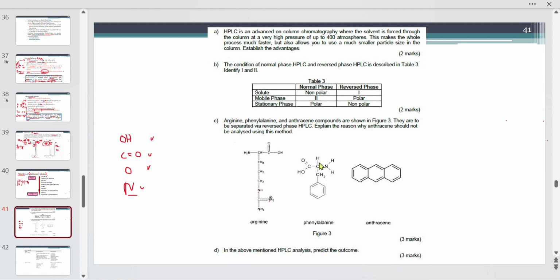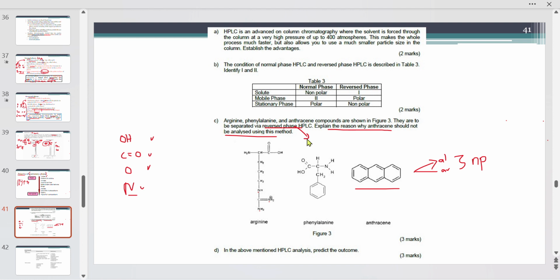I think this is 2022. Which question number? I don't remember, number 4 or number 5? Okay, so it asks to explain the reason why anthracene should not be analysed by using reverse phase chromatography. So you look at anthracene. Does anthracene have all these functional groups? No. What it has is either aliphatic or aromatic. Obviously aromatic. So if it is aliphatic or aromatic, this means it is a non-polar analyte.